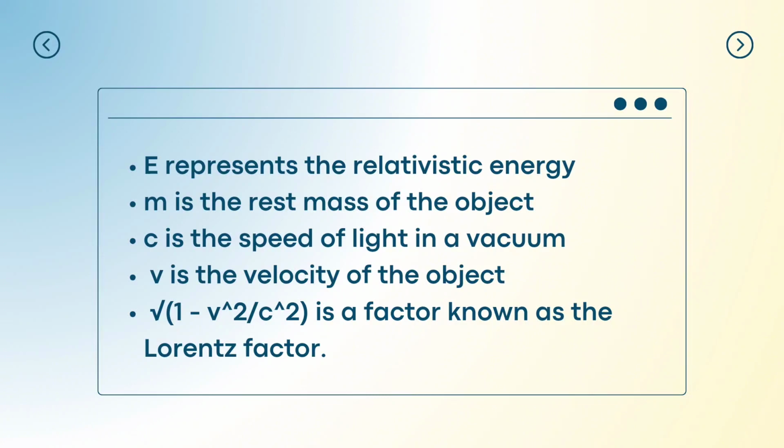As an object approaches the speed of light, its relativistic energy increases significantly. This is because the Lorentz factor approaches infinity as the velocity approaches the speed of light. Consequently, it would require an infinite amount of energy to accelerate an object with mass to the speed of light.